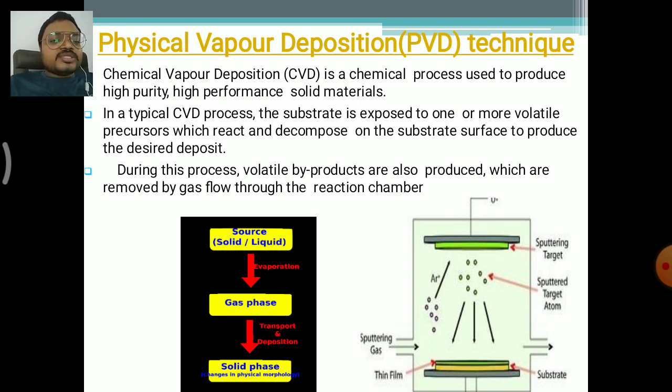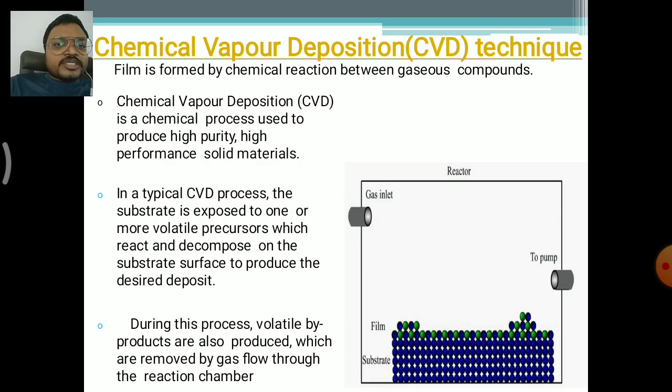By using physical vapor deposition techniques, we are making atoms or molecules of FGMs. The second one is the chemical vapor deposition technique. In chemical vapor deposition, a thin film is formed by chemical reaction between gaseous compounds. We are taking a number of gaseous compounds, and at every border of the gaseous compounds, a thin layer is formed, dividing one chemical compound from the other. CVD is a chemical process to produce high purity, high performance solid materials.